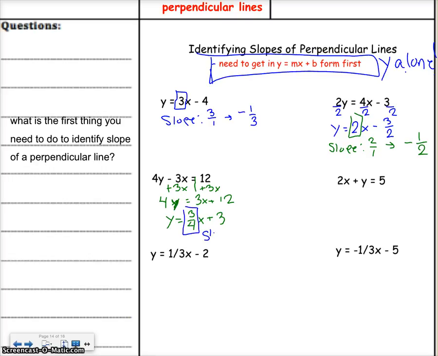So my slope is 3 over 4. So my perpendicular slope is going to be to flip it and make it negative. Negative 4 over 3.